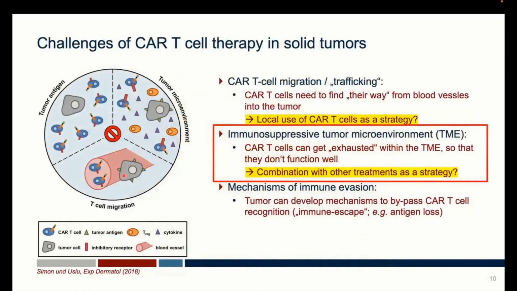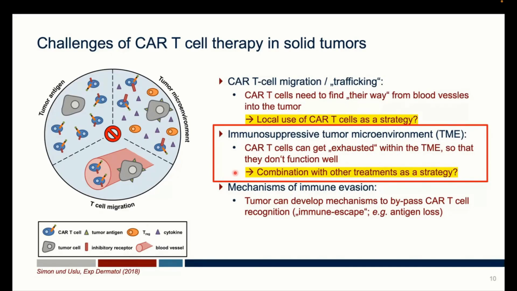So to come back to the overview slide. The second problem is the immunosuppressive tumor microenvironment. And here is a very attractive approach: you combine CAR T cells with other treatment options, basically to first apply the other treatment to change the tumor microenvironment and then infuse the CAR T cells in order to make the CAR T cells traffic better and also function better within the tumor microenvironment.